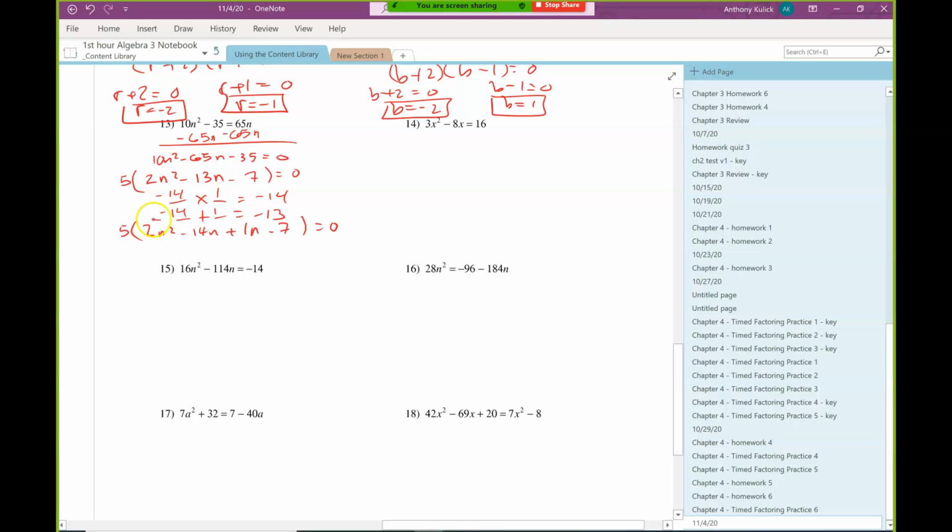I'll make my two groups. The greatest common factor from the first group is 2n, leaving me with n minus 7. The greatest common factor from the second group is just 1, because there's nothing in common between n and 7 other than 1. So I can now take out the n minus 7, leaving me with 2n plus 1.